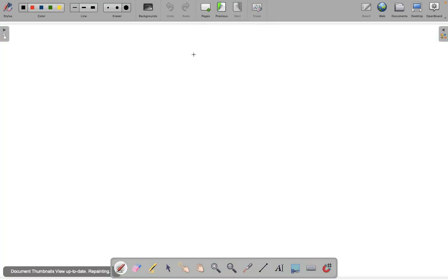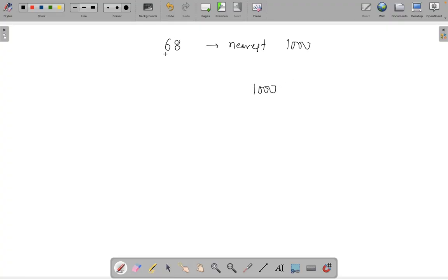Now, can you round this off to the nearest 1000? 1000. Okay. So see, is this closer to 1000? It is closer to 0. So ideally, the answer should be 0 and not 1000.